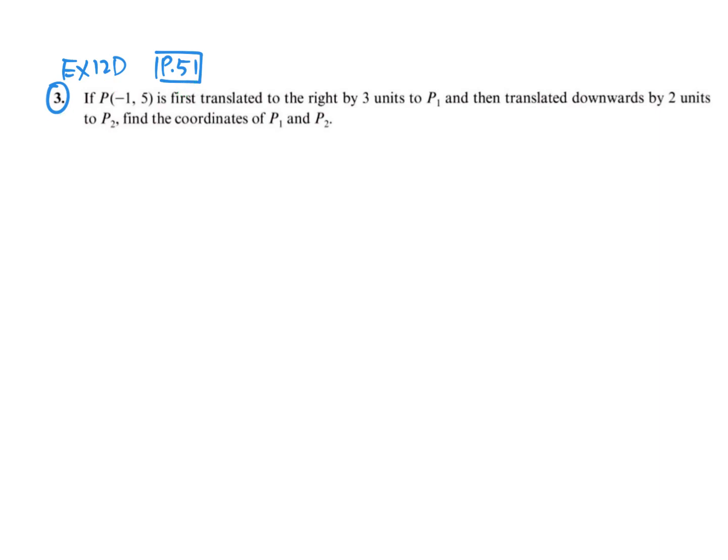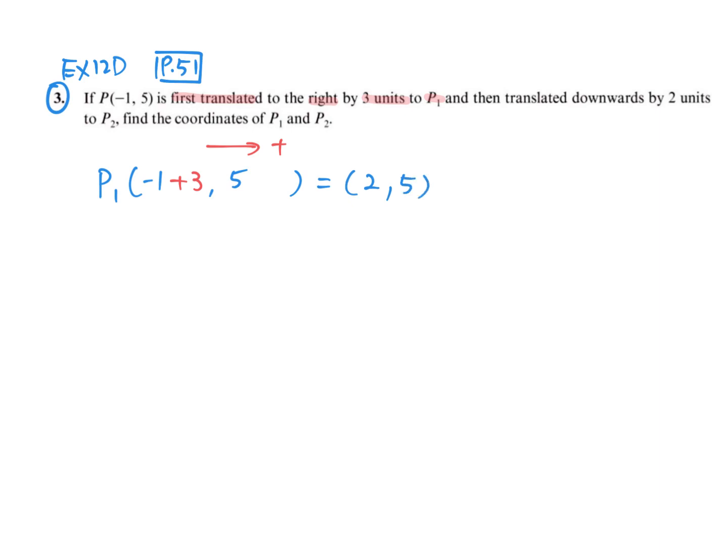One more example in your book, page 51, exercise 12D, question 3. A similar example. P is first translated to the right to P1 by 3 units. So P1 and then the starting point. Okay. Now it is translated to the right. It is a plus. And then it is a horizontal line. Horizontal line is just like the x-axis, so it is effect on the x coordinate. To the right it is plus, so +3. At the end, P1 is 2 and 5.